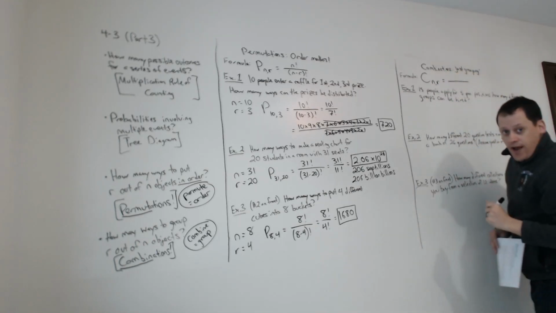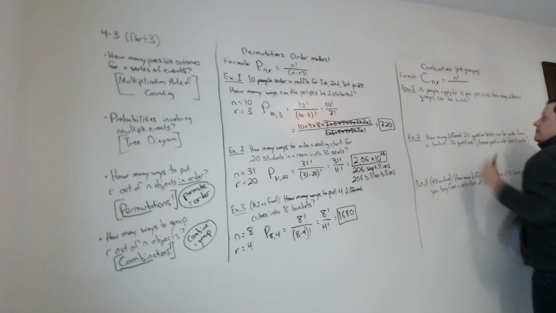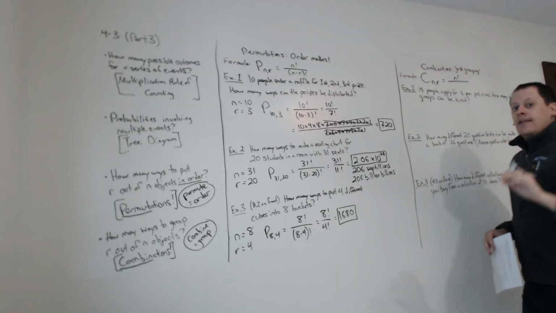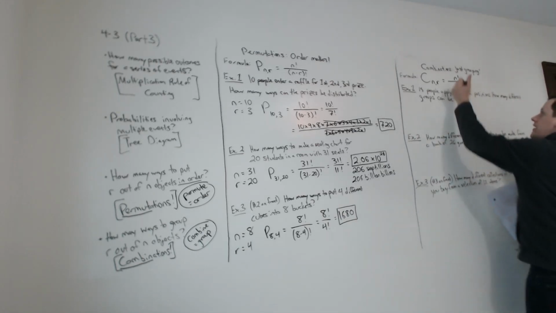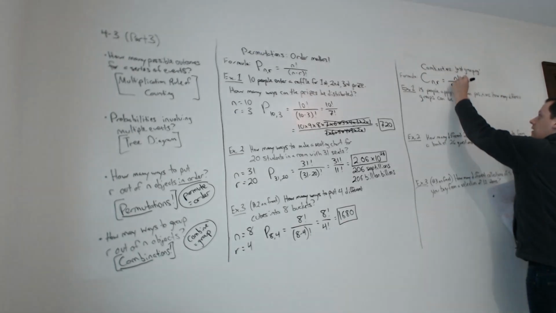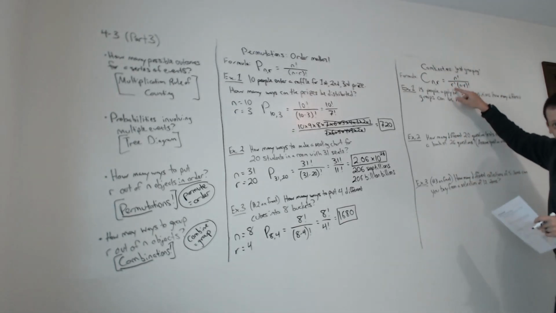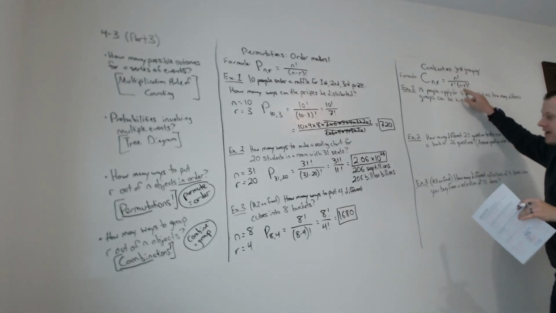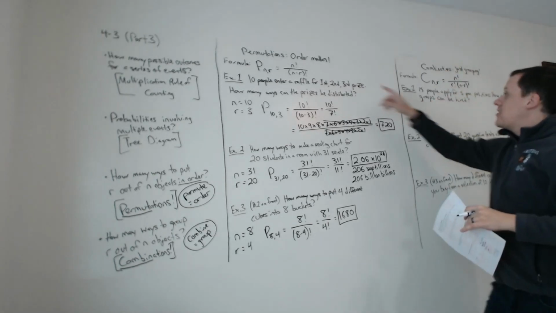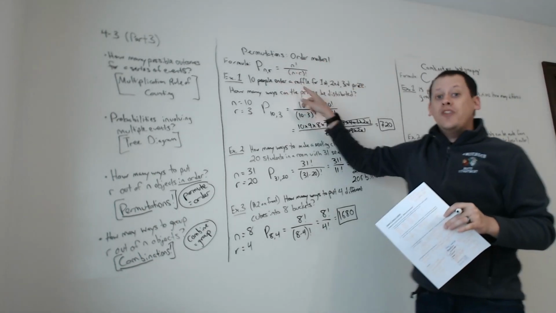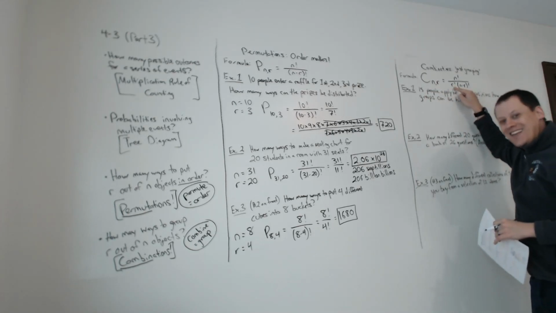This is still going to be a fraction, and the numerator is the same. The difference is in the denominator. So here you're going to have r factorial times n minus r factorial. If you compare our two formulas, the only difference is for combinations, you've got an extra r factorial in the denominator.